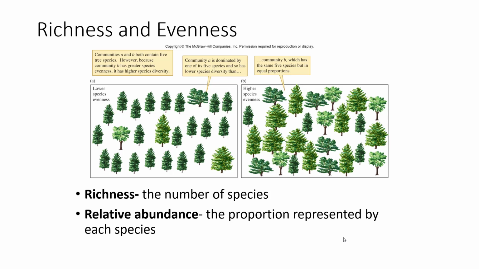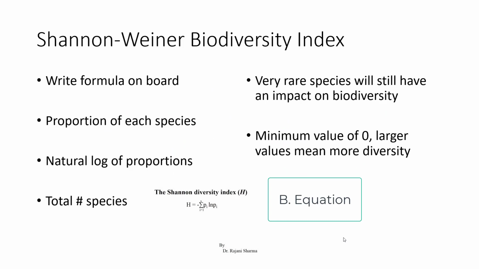A high species evenness can exist in community B, where there are the same 5 species, but in equal proportions. These two communities would not have the same level of functionality. So let's look at how we would measure both species richness and evenness in a single metric, and that is called the Shannon-Wiener Biodiversity Index.